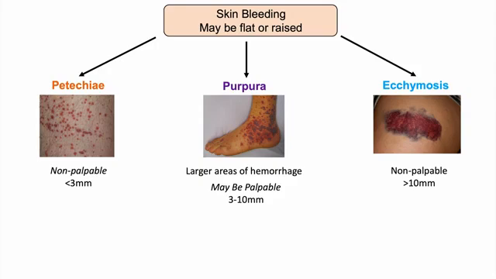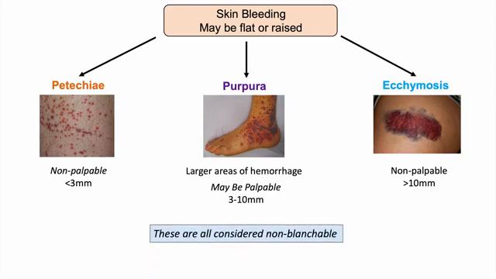So this is really looking at the constituency being that of blood in the skin, and then you can break it down into petechiae, purpura, and ecchymosis. These are all considered non-blanchable. So what does that mean? Non-blanchable means that if you were to push down onto the skin lesion, and then lift up your finger, it doesn't go away.